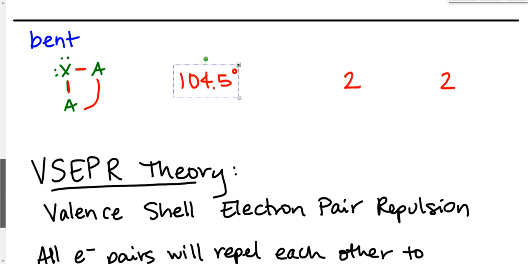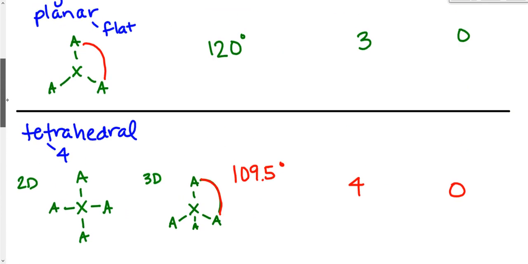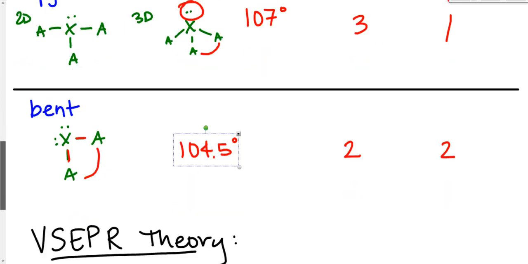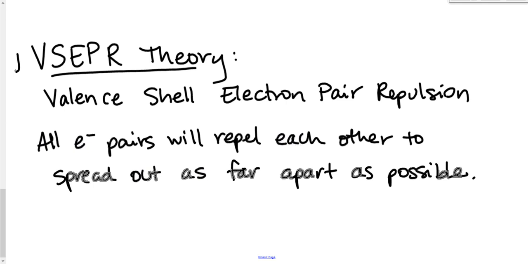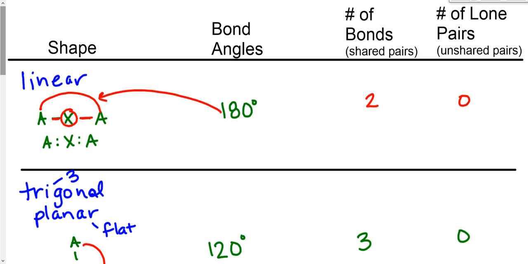So that's where all these shapes come about. They're all spreading apart as far apart as possible. And that's why their bond angles are all equal, because that is them being equally spaced. So we're going to come back to this theory a bunch of times as we continue talking throughout this unit. But these are the 5 main shapes, and we will talk about more later on.